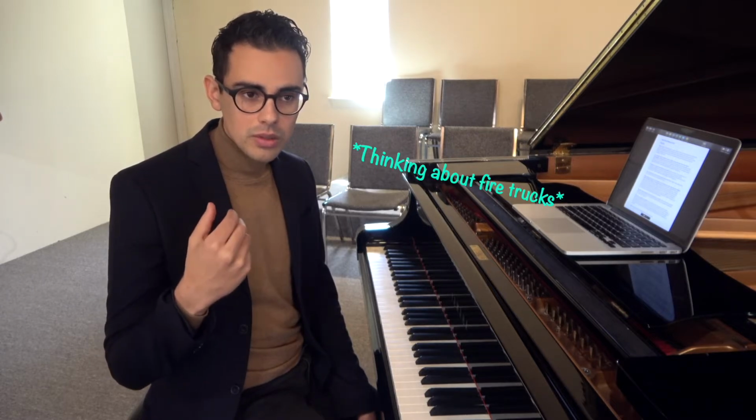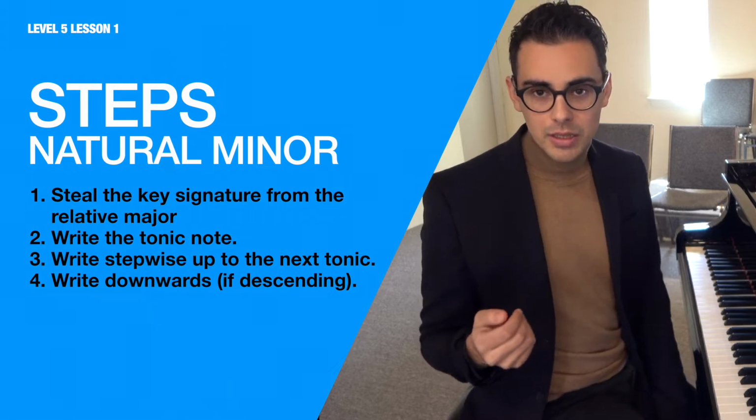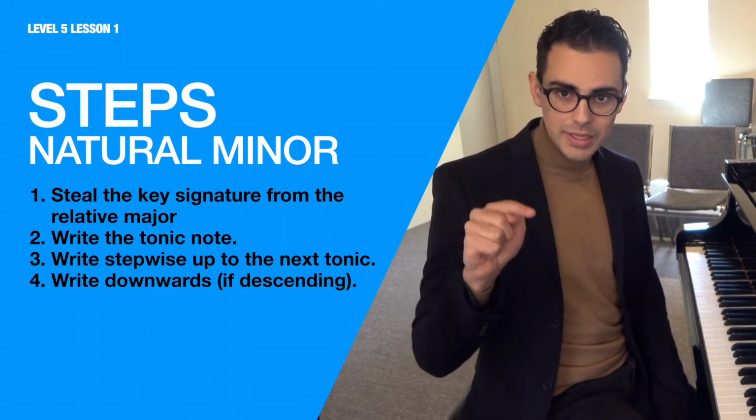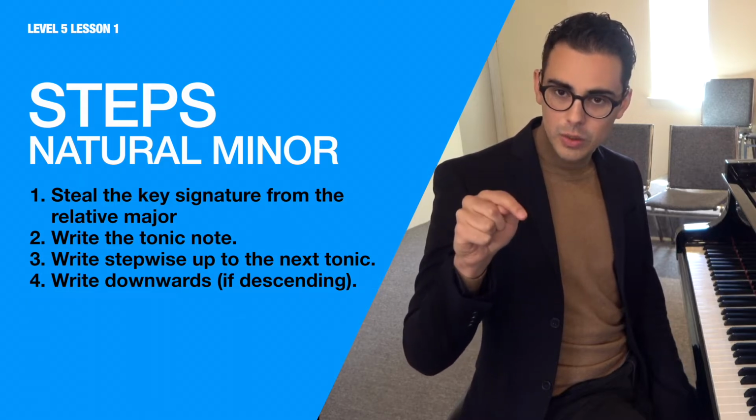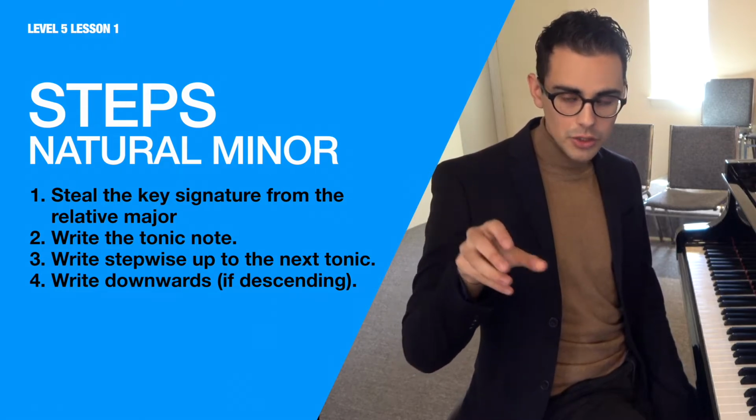The steps for writing a natural minor scale is a little bit more difficult because you don't know what the key signature is just by looking at the tonic. To figure out what the key signature of a natural minor scale is, you have to count up 3 semitones and figure out what that note is, and then steal that note's key signature. What do I mean by that?